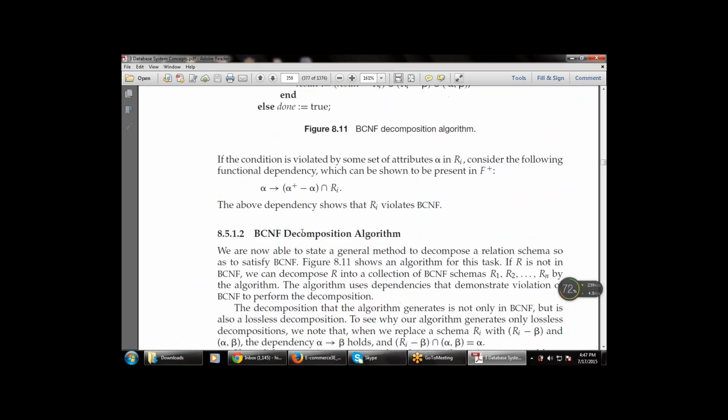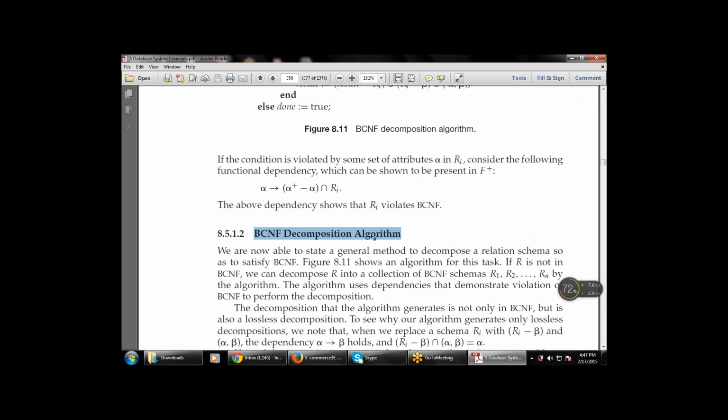That is R, then done, then F plus, then while not done, do. What does the do part do? Then next is the BCNF decomposition algorithm. The next part covers the various decomposition algorithms that are used, that is the BCNF decomposition algorithm.